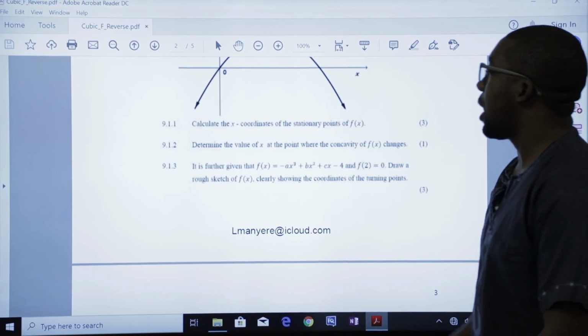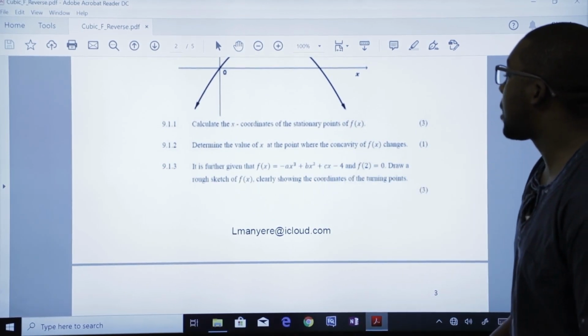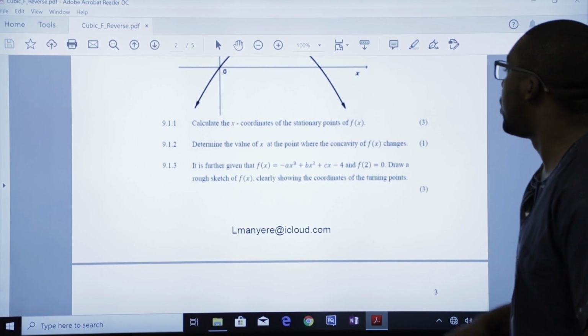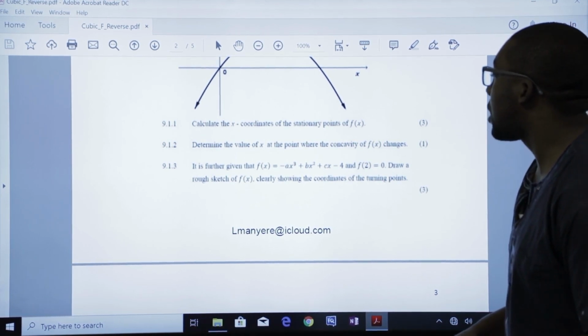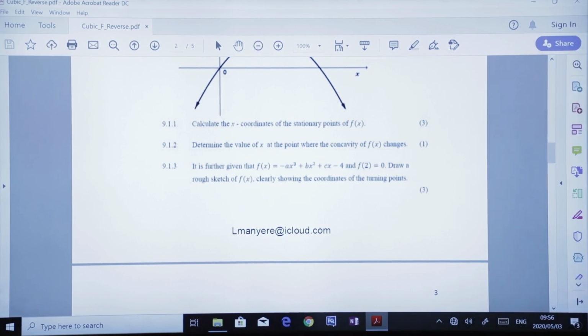It is further given that f of x is negative a x cubed plus b x squared plus cx minus 4, where f of 2 is 0. Draw a rough sketch of f of x. Clearly show the coordinates of the turning points.